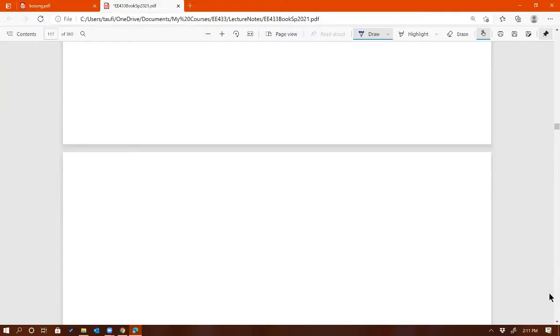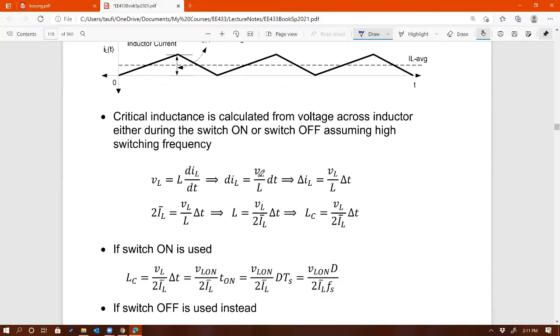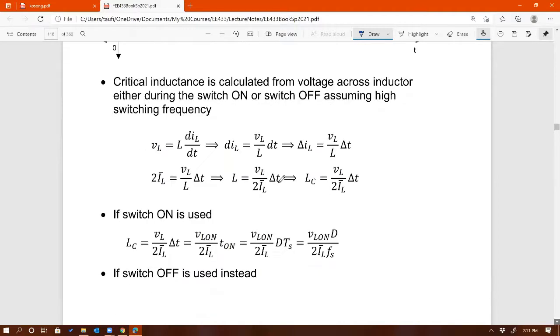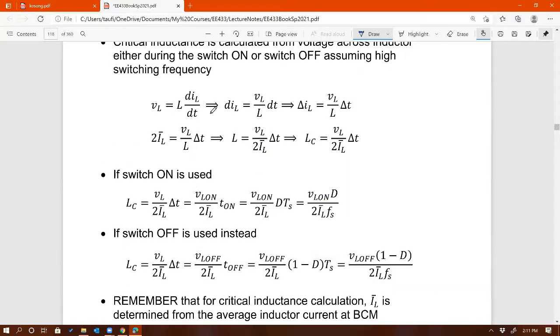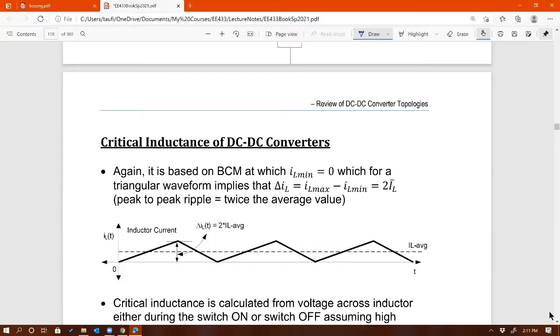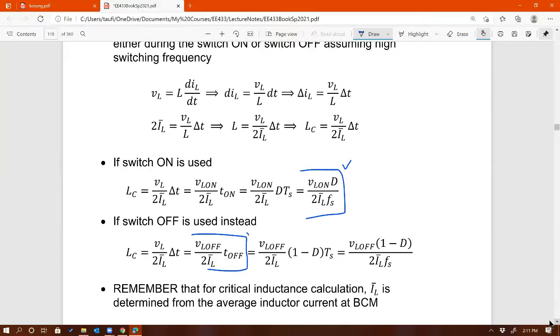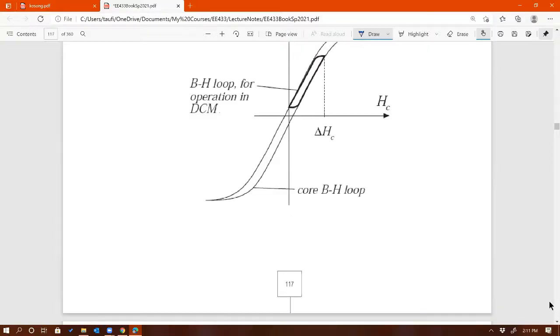Where's buck? Yeah, there's the equation, just to summarize what we did last time as well. We derived the equation for the critical inductance, right? You can use the on time or the off time, right? Sorry, yeah, either this one or this one. Oh, wait, no, not that one. This is already buck converter. It was page 120. Page 120. Oh, thank you.